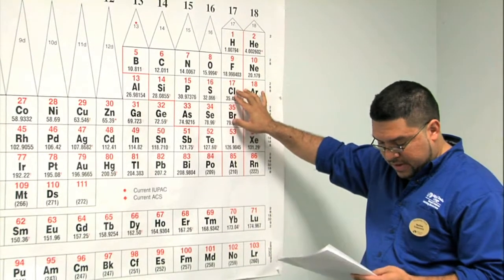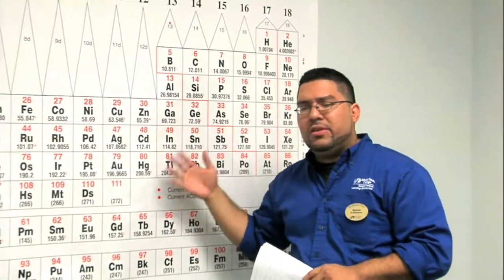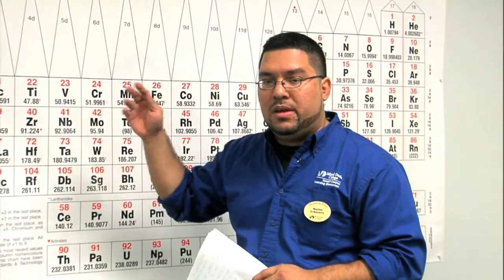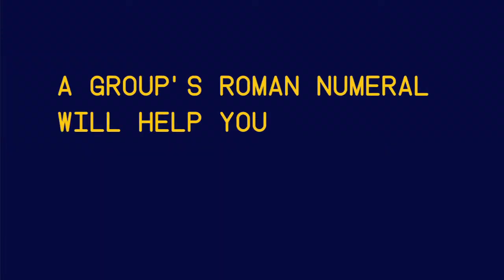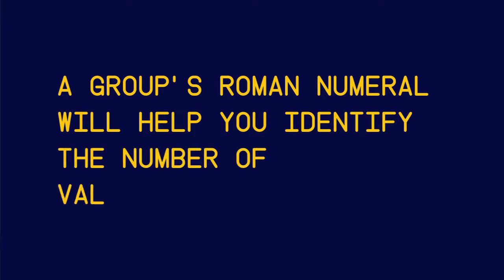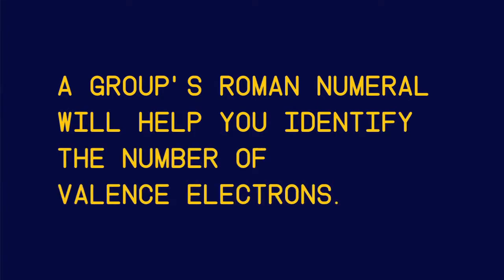That's the idea. So I think you're starting to see it. In order to figure out the number of valence electrons, you simply look at the group number, and that will tell you the number of valence electrons for that element. A group's Roman numeral will help you identify the number of valence electrons.